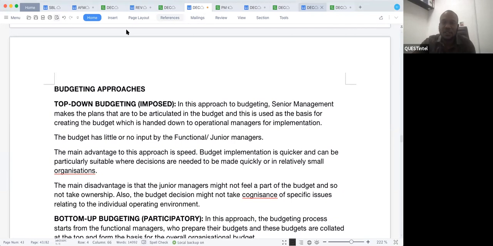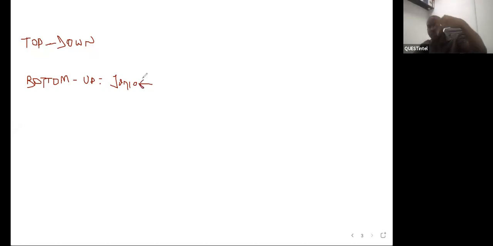Now that's the top-down approach. So top-down is imposed. Now in the bottom-up, on the other hand, the junior managers, so the different functional managers, will prepare their budgets, and these budgets would be collated ultimately for use by the organization. So what will happen is that junior or operational managers will create their budgets, and these budgets will ultimately be computed, collated, and then this will form the budget that will be used by the organization.